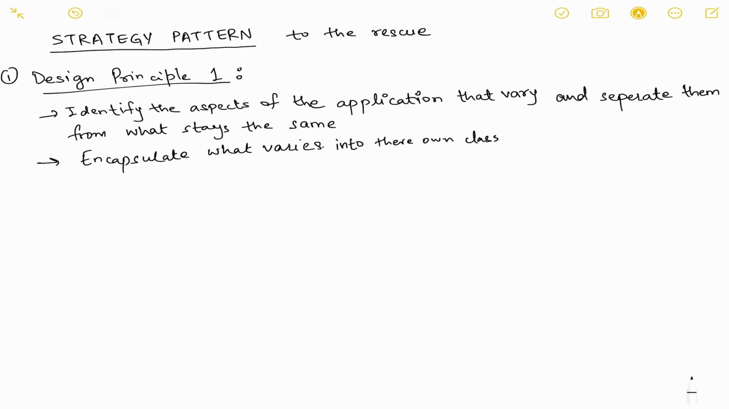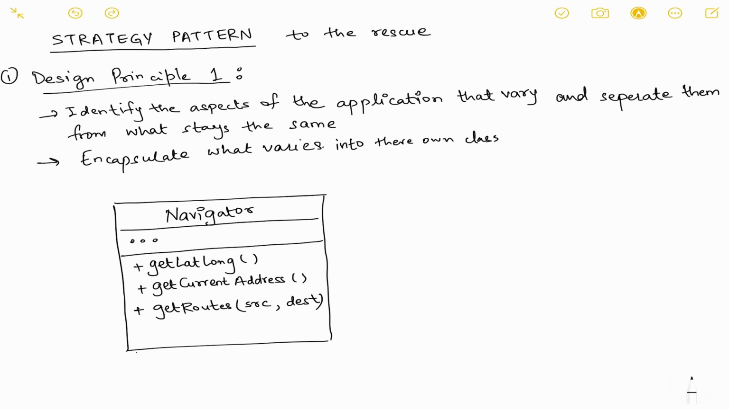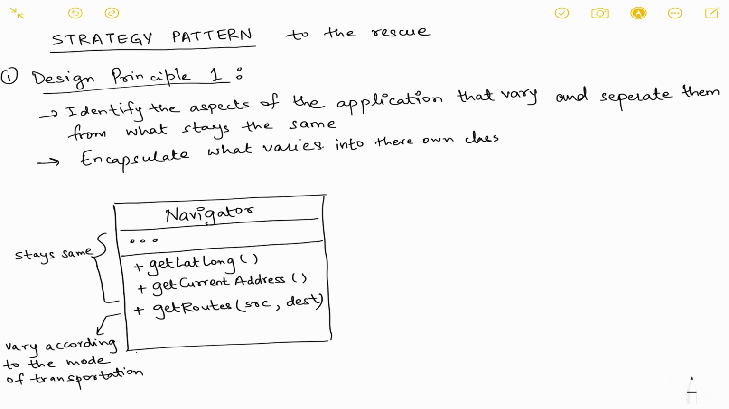So now, in our Navigator class example, the getRoutes function varies according to the mode of transportation and everything else remains the same. Now this getRoutes function can have multiple behaviors, like we want to get routes when we are traveling by road, we want routes when we are traveling by two-wheeler, we want routes when we are traveling by foot, we want routes when we are traveling by public transport like bus and metro.